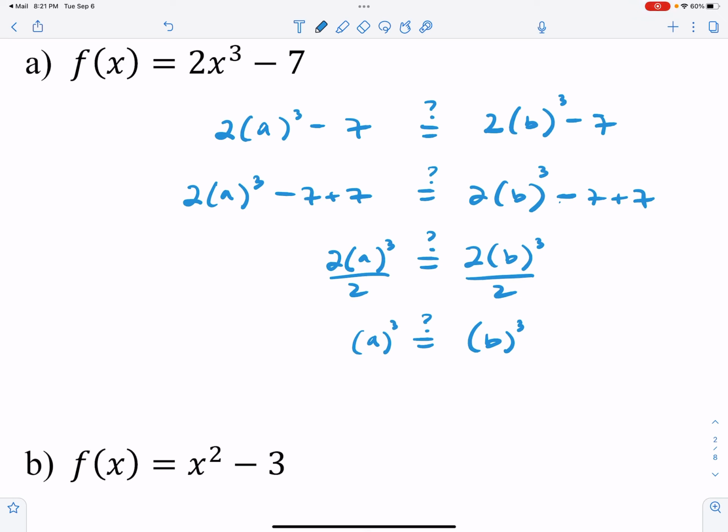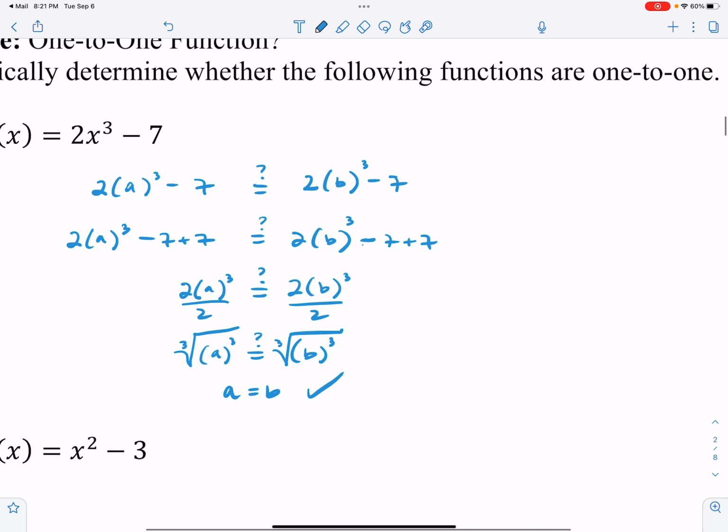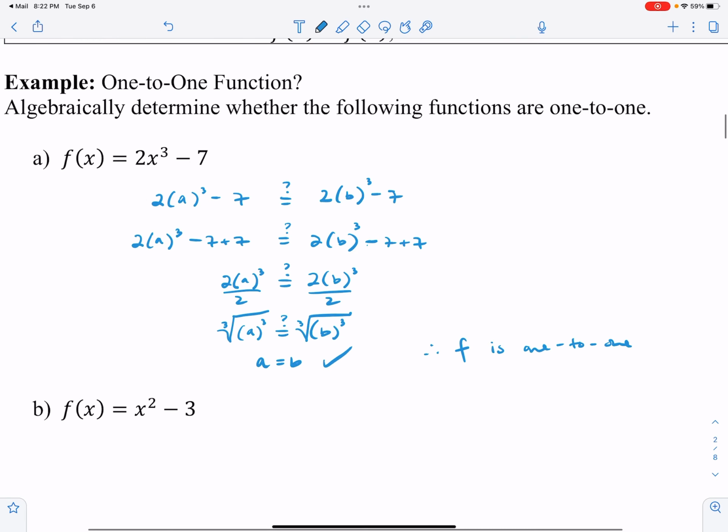And if we thought about raising both sides to the 1/3 power, which is the same as taking the cube root, we would end up with a equals b. Okay, that works. Therefore, f of x is one-to-one. We've shown that algebraically.